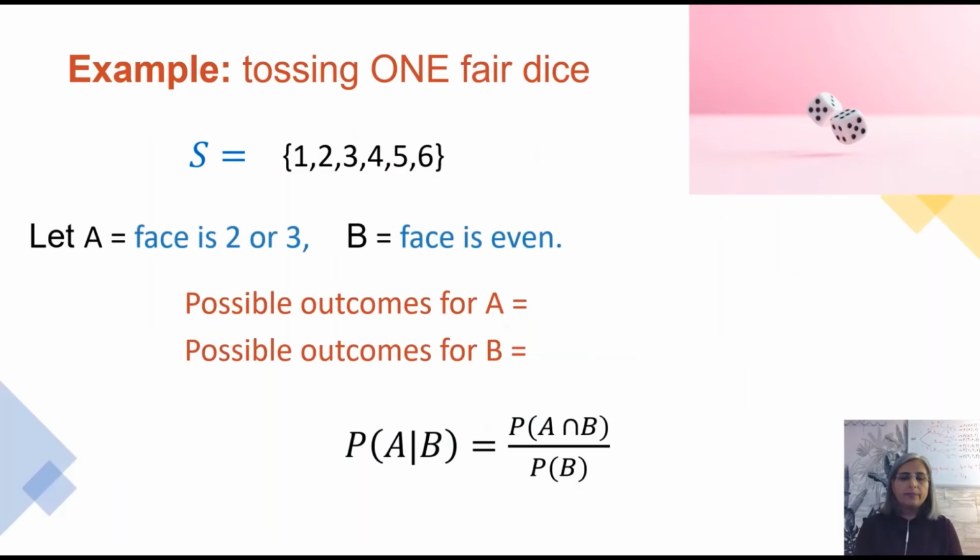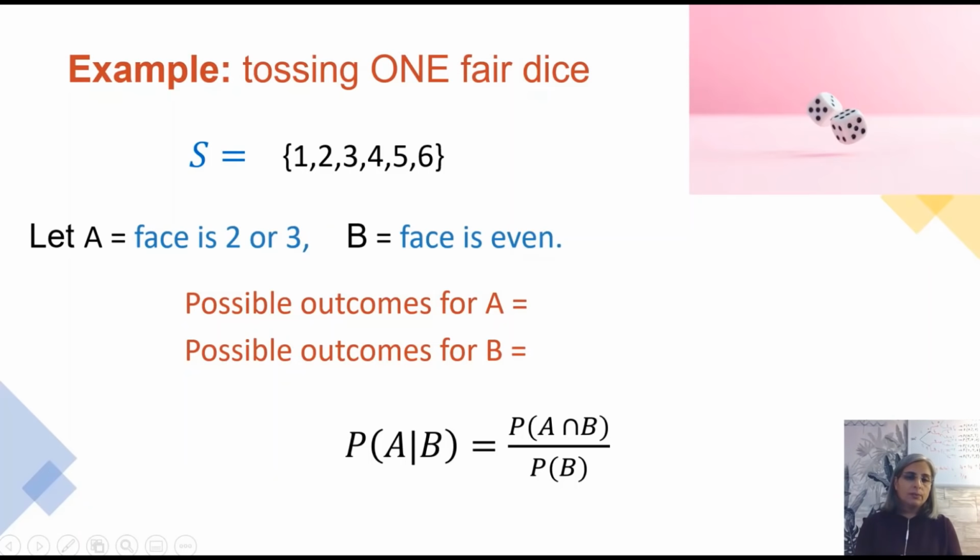And now there's another interesting example that we are having for tossing one fair dice. We know that there are 6 outcomes in the sample space, and we are now interested in 2 events. Event A is that the face appearing is a 2 or 3, nothing else. And the event B is that the face is even. It's an even number. Okay, what are the possible outcomes for the event A to occur? I'm sure you said 2, because it has to be either 2 or 3, simple.